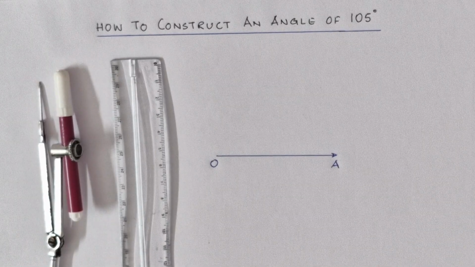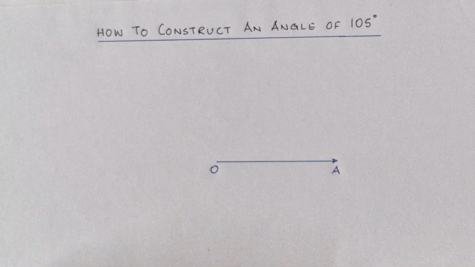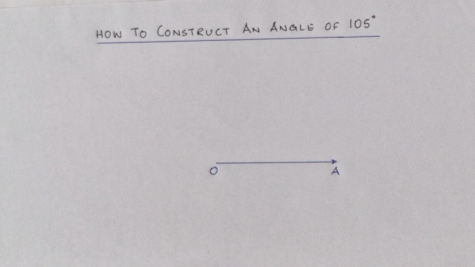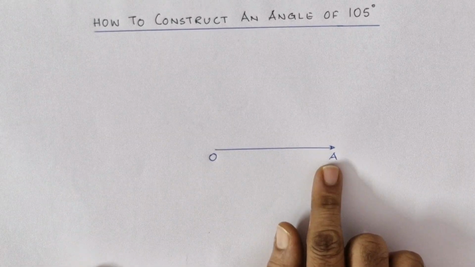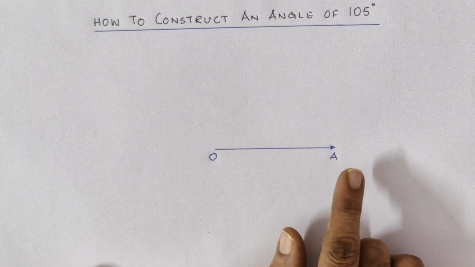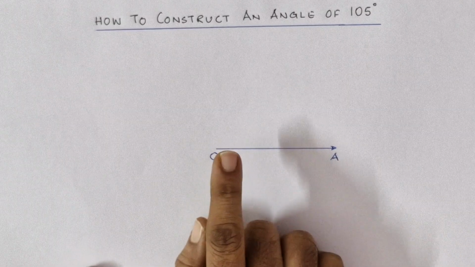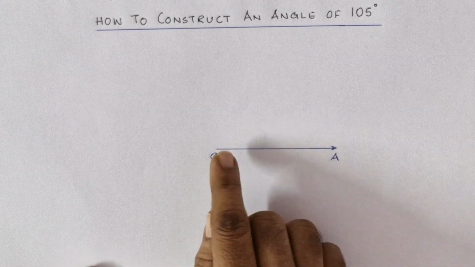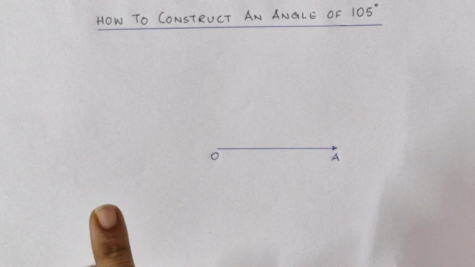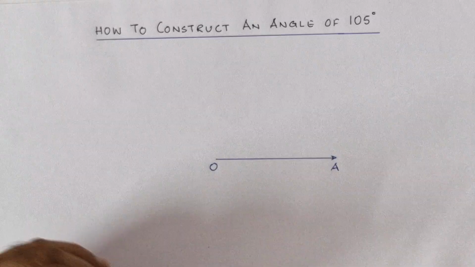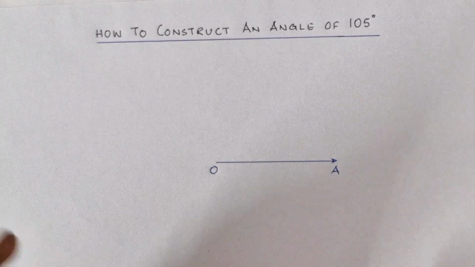Okay, so let's start. We'll construct the angle of 105 degree step by step. So what do you need to do? At the first onset, you need an arm of an angle. So I have constructed an arm of an angle AO, where O is the vertex. We'll point the needle at the vertex and construct a perpendicular, 90, and we'll see what to do next. So the first step is to construct a 90.